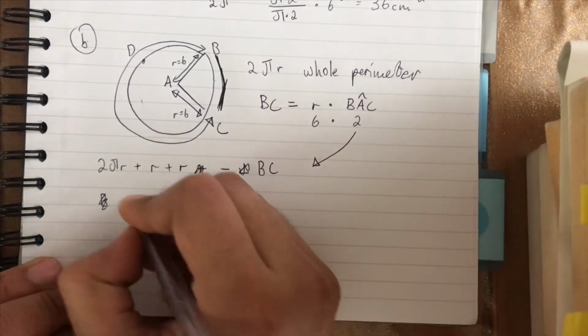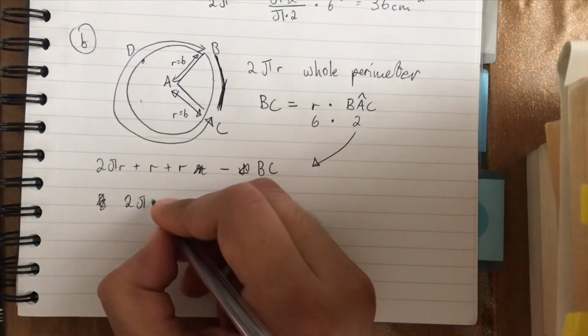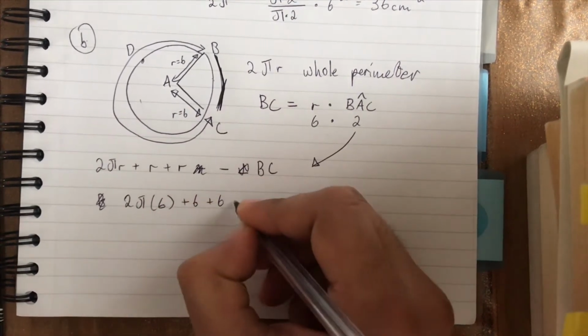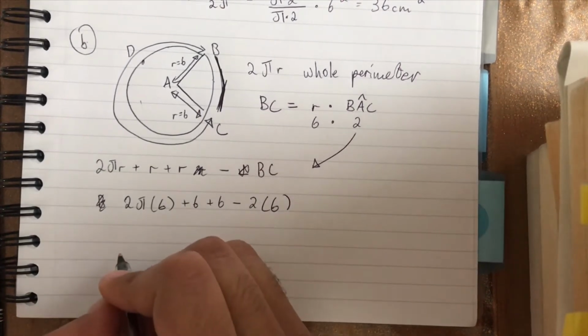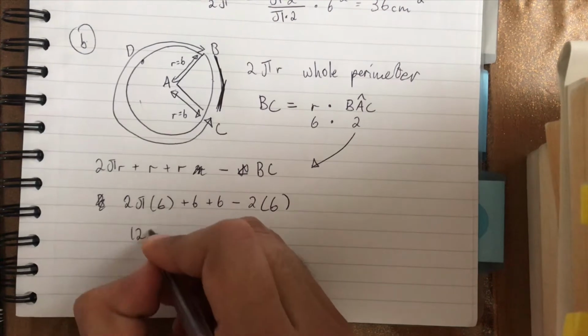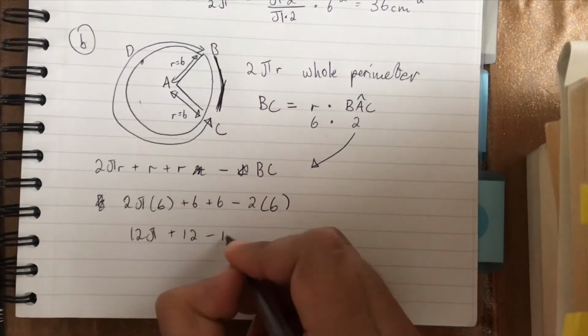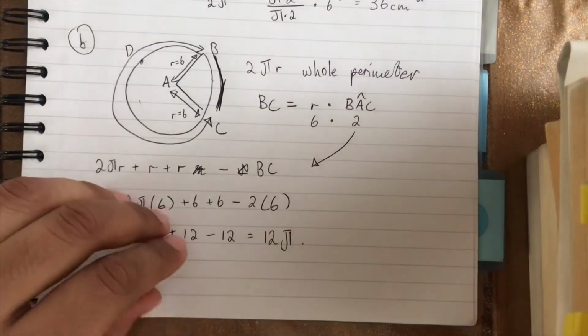Simplifying our ABDC, we get 2 pi times 6, since that's our radius, plus 6 plus 6 minus 6 times 2. The 6's will cancel because plus 12 minus 12 just gives 0. So we end up with 12 pi. Let's move on to the next question.